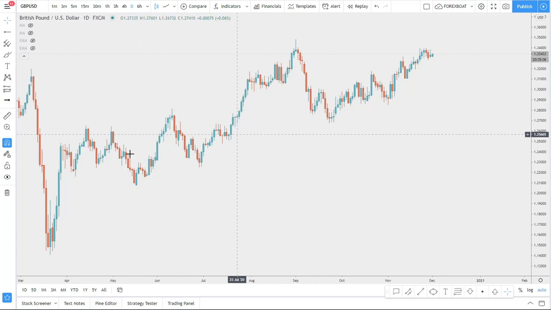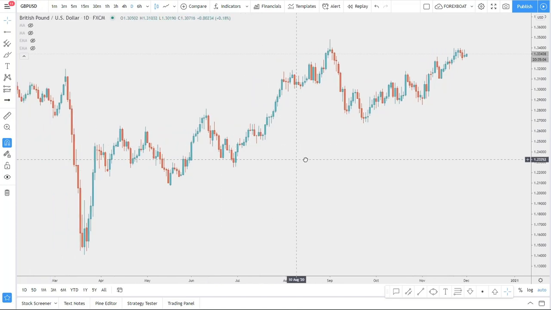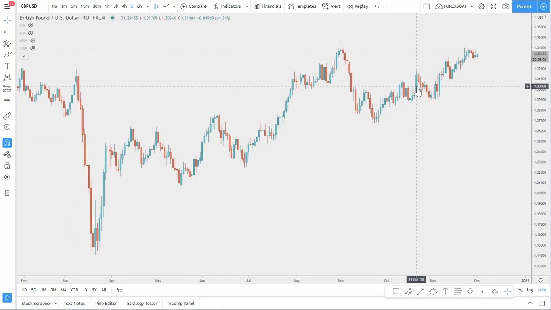Now, if we look at the cable right now, what we can see is of course the trend. You can easily identify the trend on the daily time frame. Only then you need to decide whether to buy or sell. In our case, we see higher highs and higher lows. This is one of the easiest ways to identify the trend, where the price is failing to break below the previous low and produces a new higher high.